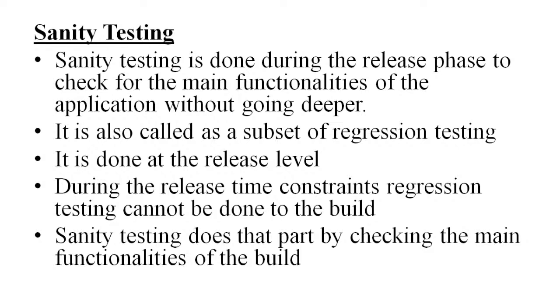During the release time constraint, regression testing cannot be done on the build. Sanity testing does the job by checking the main functionality of the build. We had already discussed this. During the release time constraint, we cannot go for regression testing, so we just check the main functionalities of the application. In order to test the main functionalities of the application, we go for sanity testing. The difference between regression testing and sanity testing is that regression testing is done after adding some new functionalities to the application.